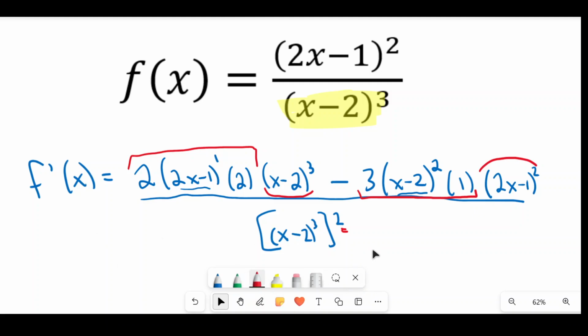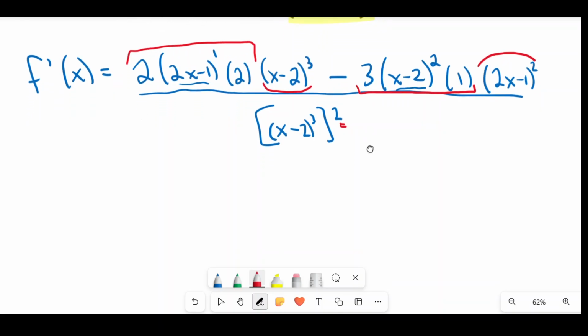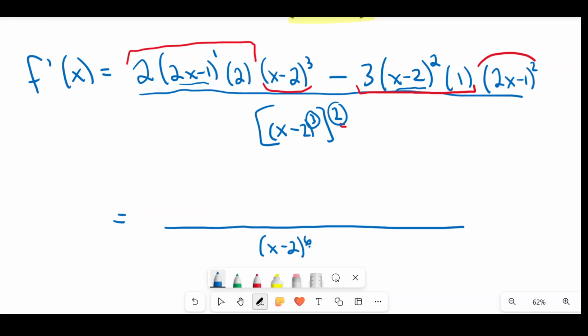Well, obviously in the denominator, I've got the exponent law to apply that says that when I have an exponent that has a higher exponent, I multiply them together. So the bottom becomes x minus 2 to the exponent 6.